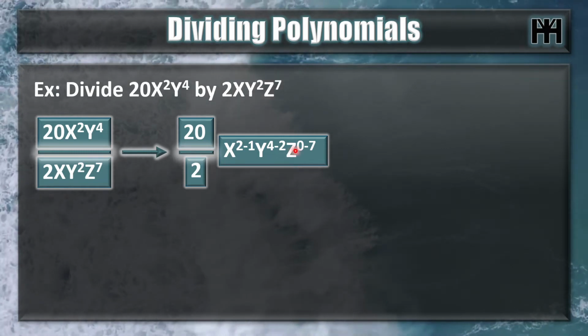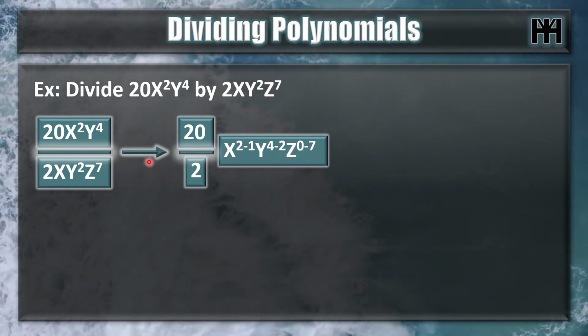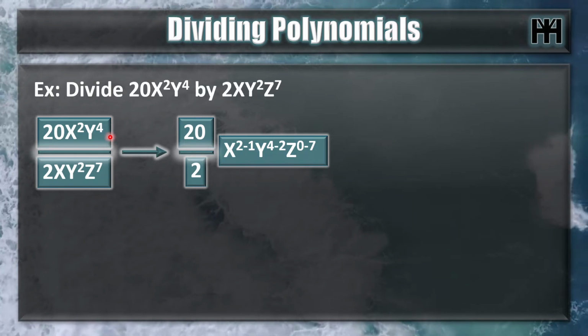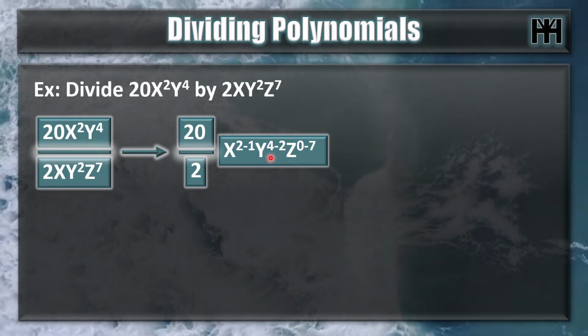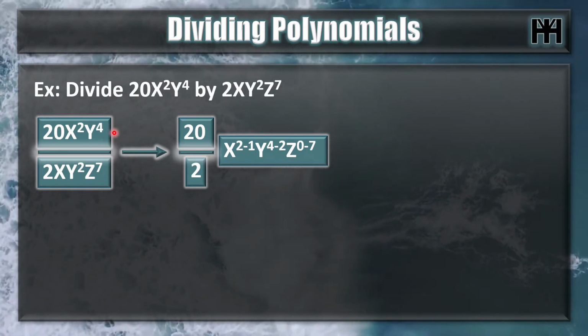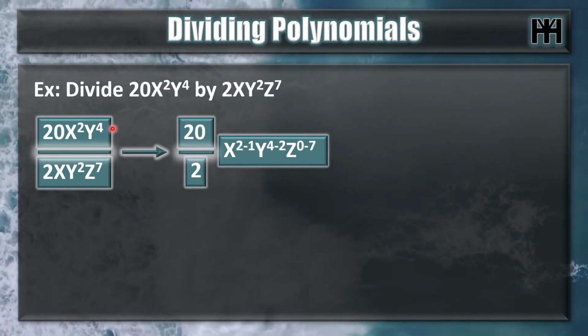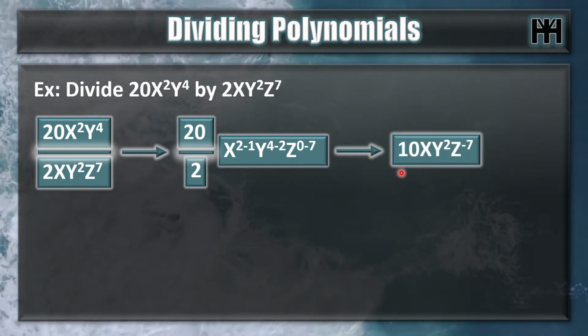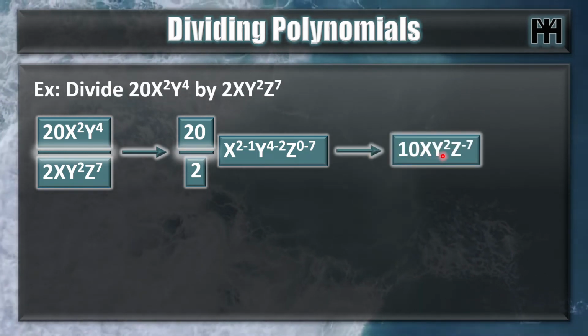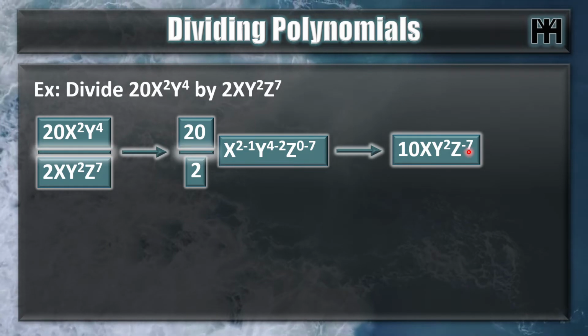If you don't know, we don't need to write z power 0 minus 7. We can write it as z power negative 7 directly, as there is no z power 0 here. But I just write it so you can imagine what happened. There is no z, so it's z power 0. So we subtract the 0 from the 7. Okay, so the answer will be 10xy squared z power negative 7.